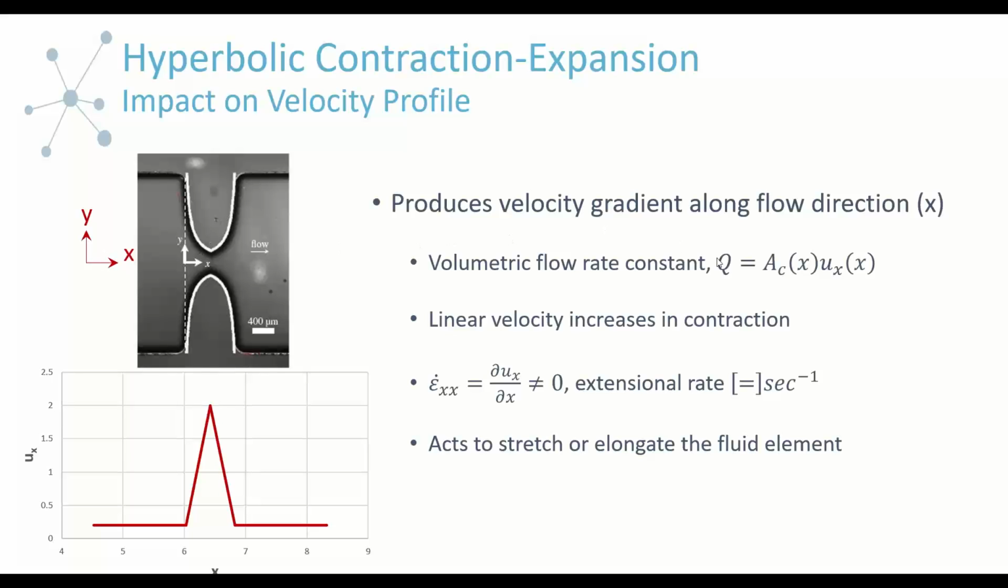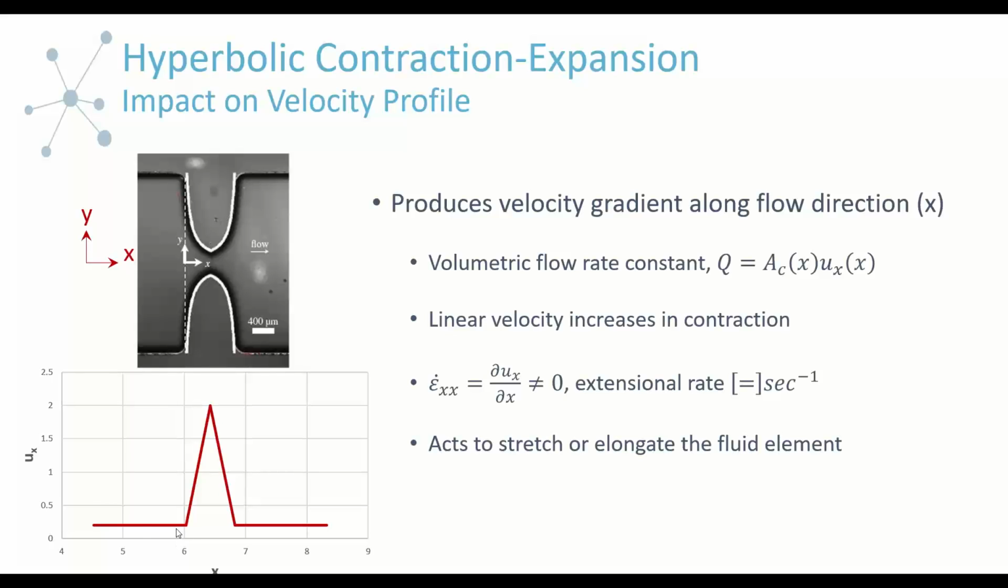And as we move along the flow path, as our cross-sectional area decreases, that means our linear velocity in that compression or contraction region has to increase. So the linear velocity increases as we move into this region here. And we've also plotted out theoretically what that should look like on the graph down below. So this is velocity in the x direction, moving along the x direction along the flow channel.